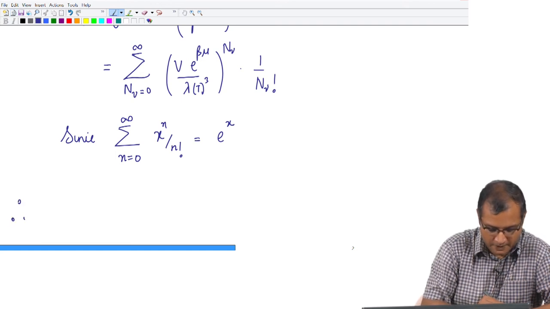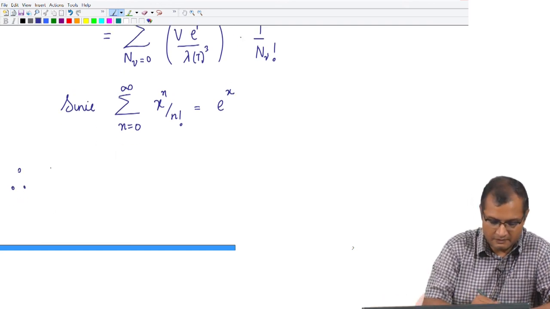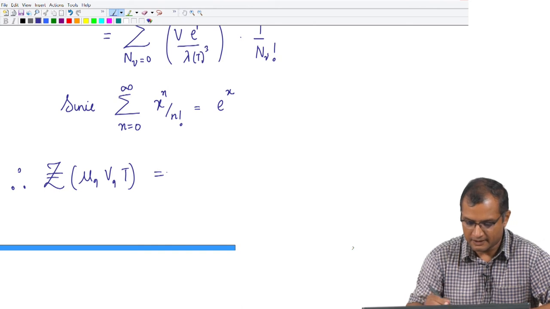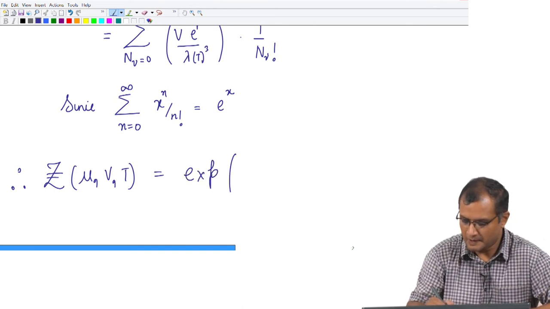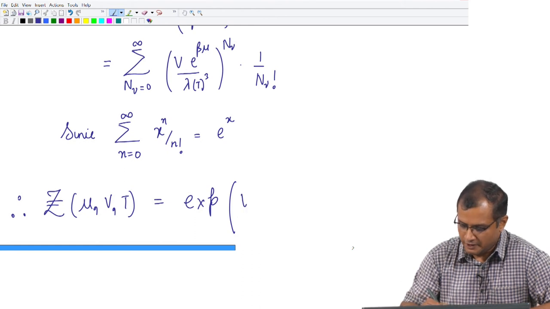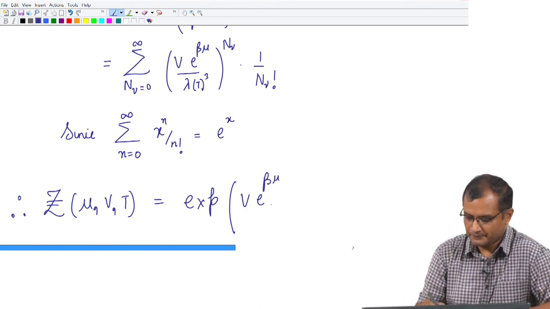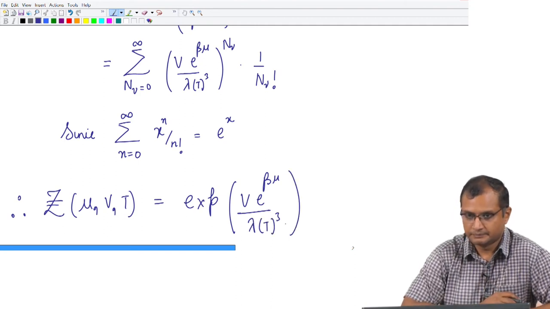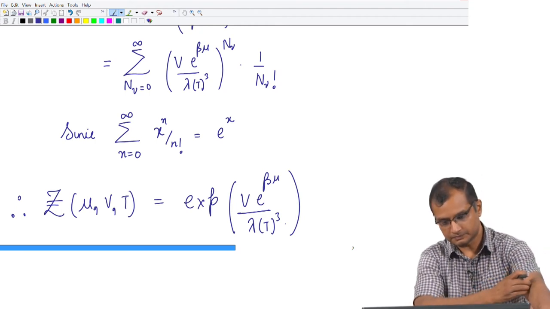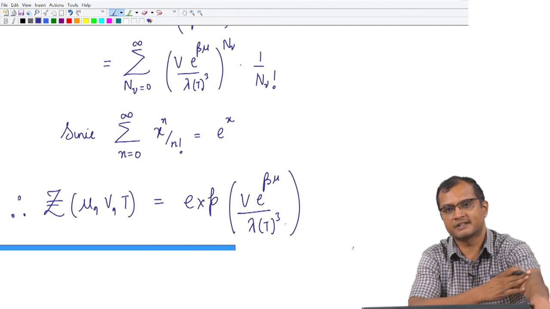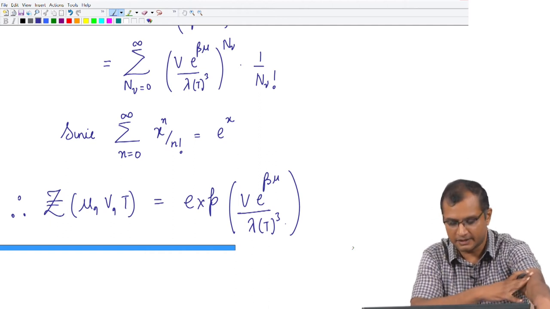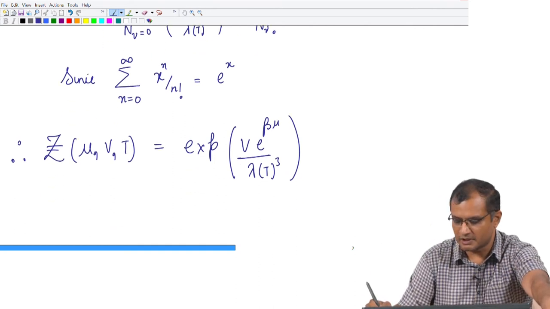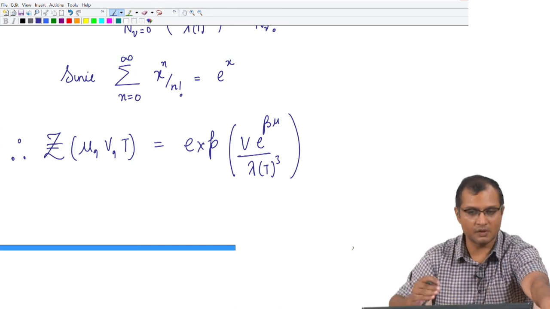So I can write down my grand canonical partition function as nothing but e to the power V e raised to beta mu over lambda T to the power 3, okay. So now I have the partition function for the classical ideal gas under a grand canonical ensemble. So now I can develop all thermodynamic quantities very easily, because look at this, z is already with me now.